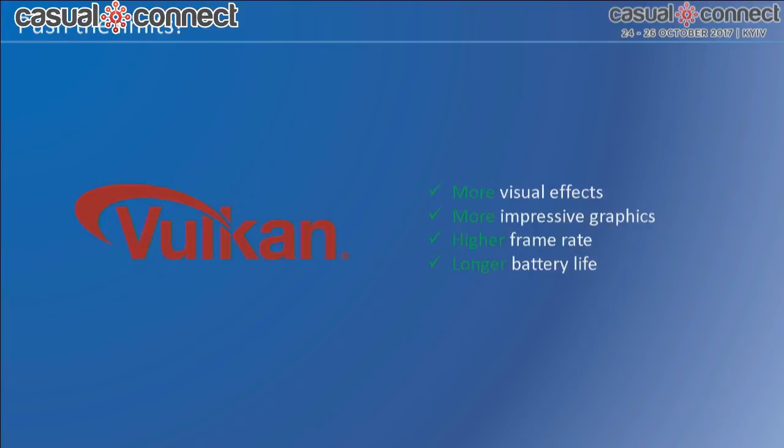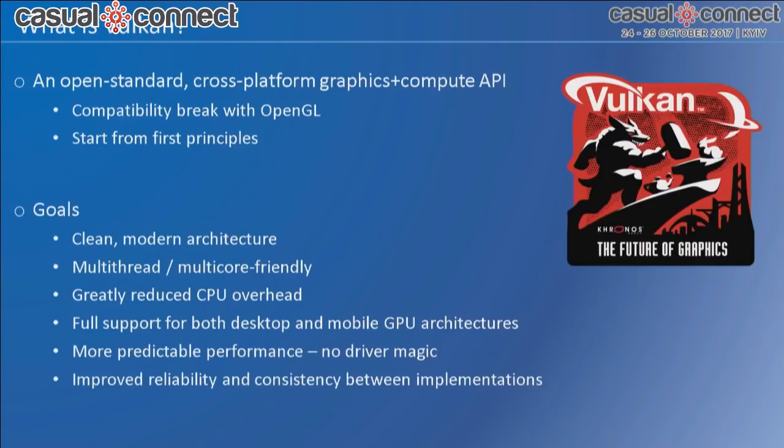So with Vulkan you can get better quality with even better performance. But what is Vulkan? The first thing you should know is that it's not just another follower of OpenGL. It starts from absolutely first principles. It has a clean, modern architecture. It's ultra lightweight, CPU overhead is greatly reduced in Vulkan, and it's multi-thread, multi-core friendly. It's cross-platform, and there is no driver magic anymore, like in the OpenGL case. So everything should be controlled explicitly by the developer.